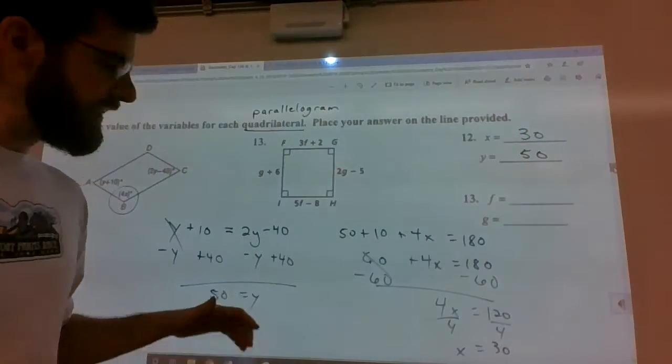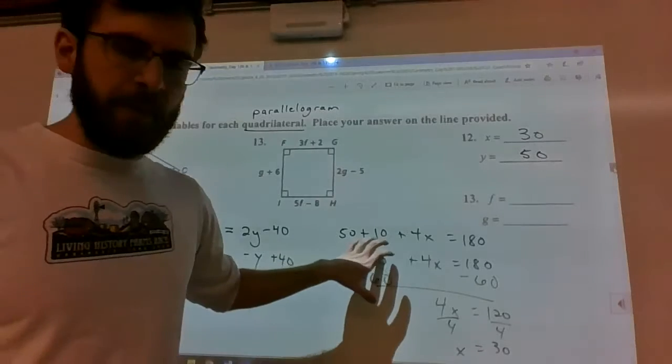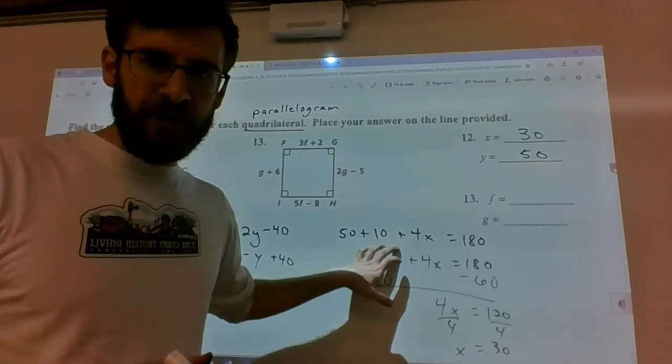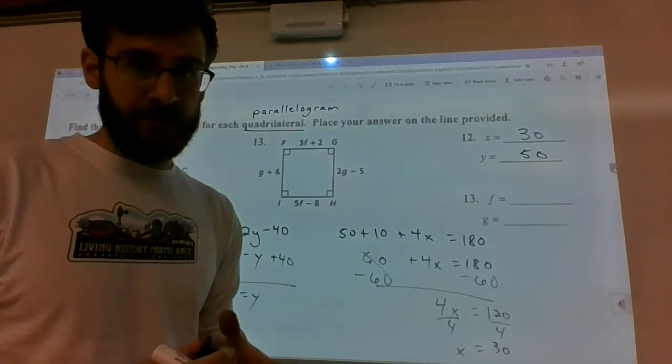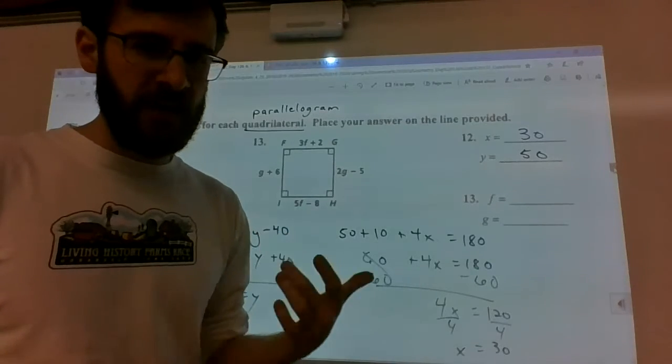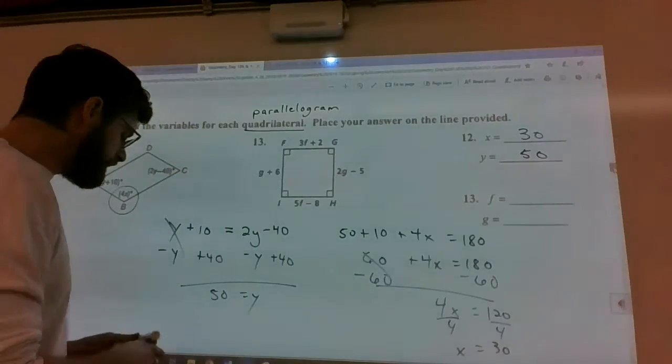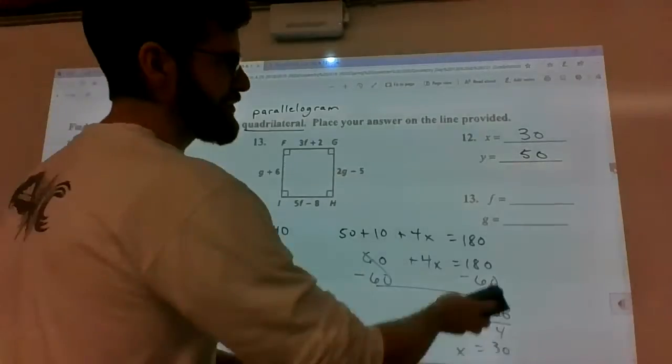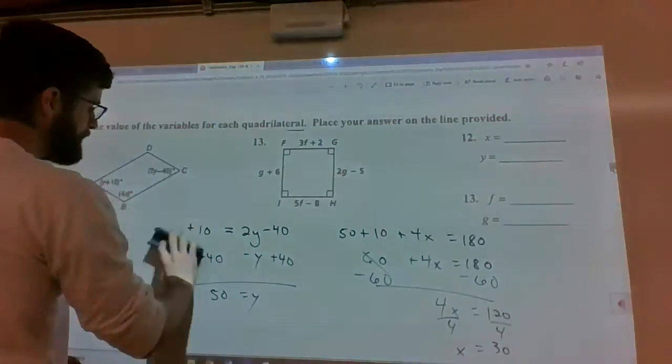And I'll tell you, most people get this first part right off the bat. It's remembering that consecutive angles in a parallelogram are supplementary, that they add up to 180 degrees. That's what a lot of people forget. All right, so that does a good job of displaying some things for the angles.